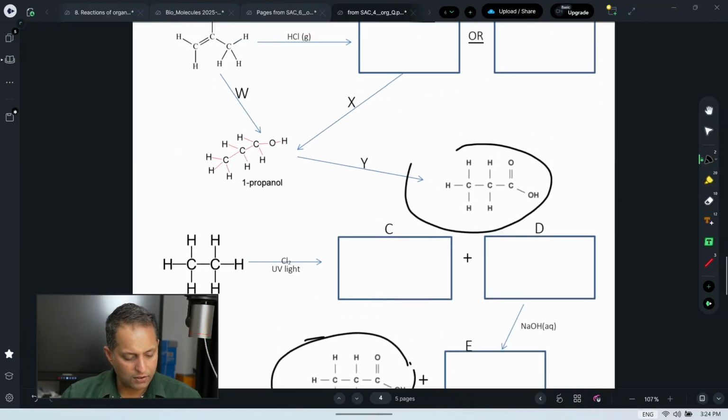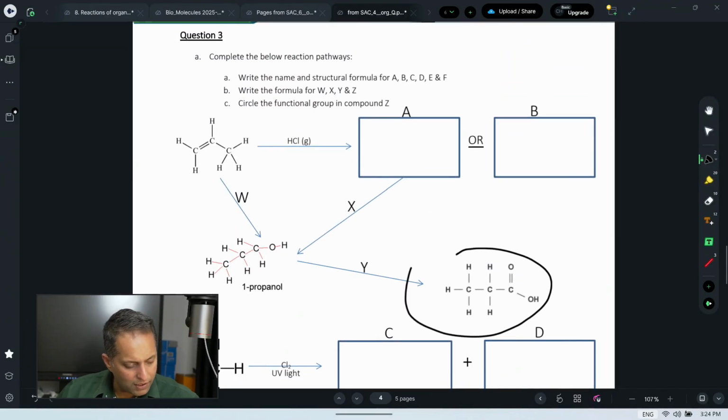Okay, are you ready? Okay, let's get on to this. Now here, what are we doing? This is a but... no, it's not butene. It's prop, man. This is propene. You got propene here.